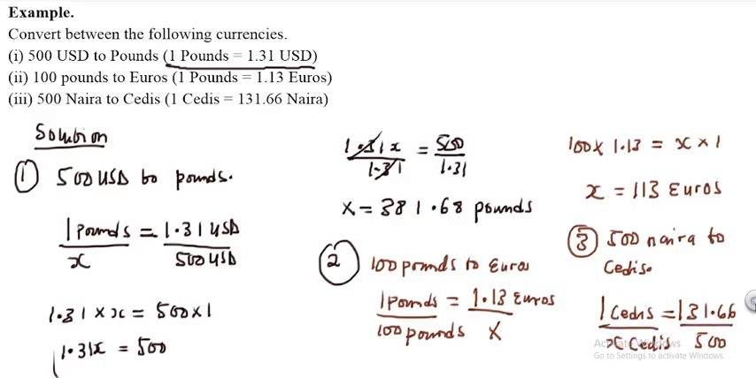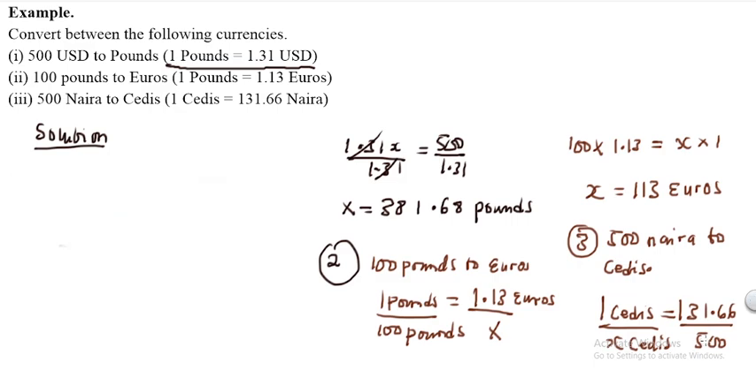Let me clean up space. If I cross multiply from here, this will be 500 times 1 is equal to X times 131.66. So 131.66X is equal to 500 times 1, which is 500.